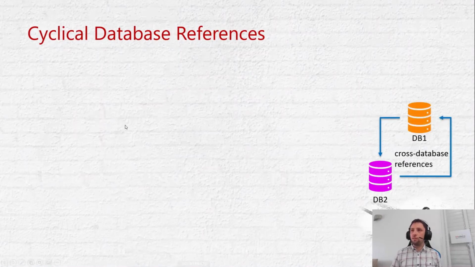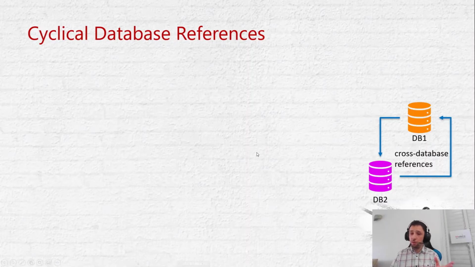Right, so let's talk about cyclical database references. This is a dangerous issue. If you have cross-database references, one database depends on objects in another database, and the other database also depends on objects in the first database. You cannot do this at all in Visual Studio. It will not let you create these references, because Visual Studio does not allow cyclical dependencies between projects.